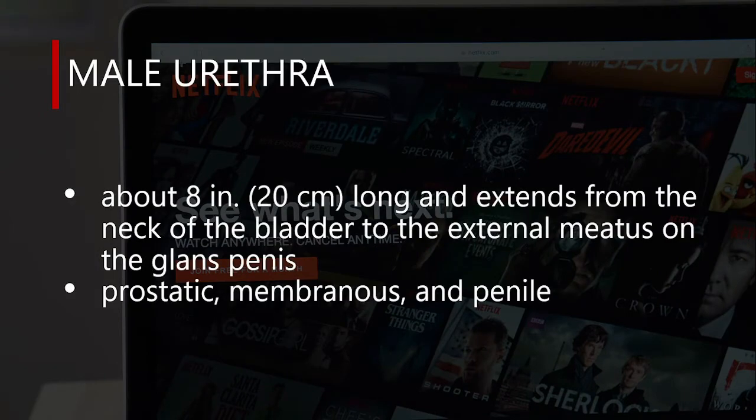The male urethra is about 8 inches or 20 centimeters long and extends from the neck of the bladder to the external meatus of the glans penis. It has three parts: the prostatic, membranous, and penile.